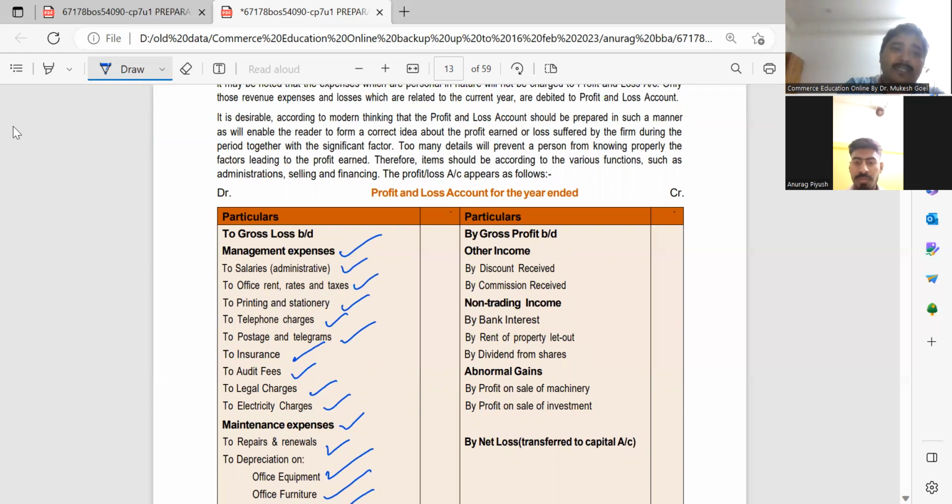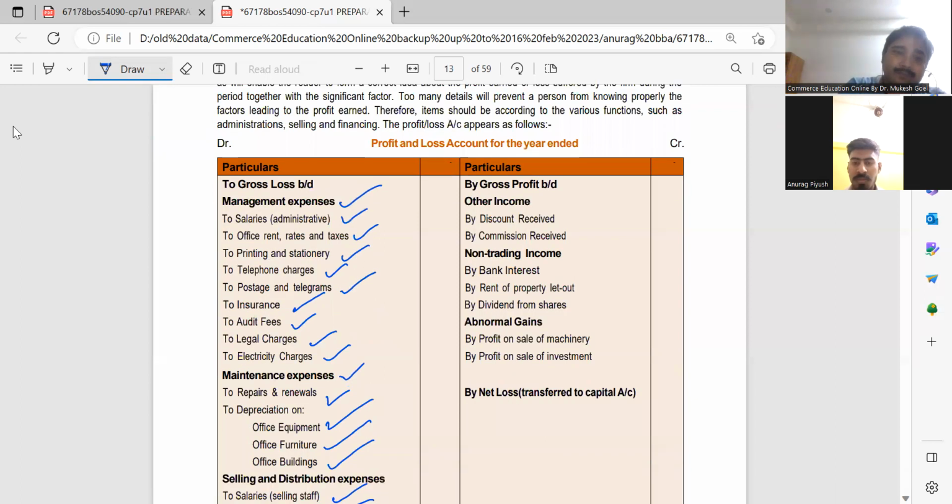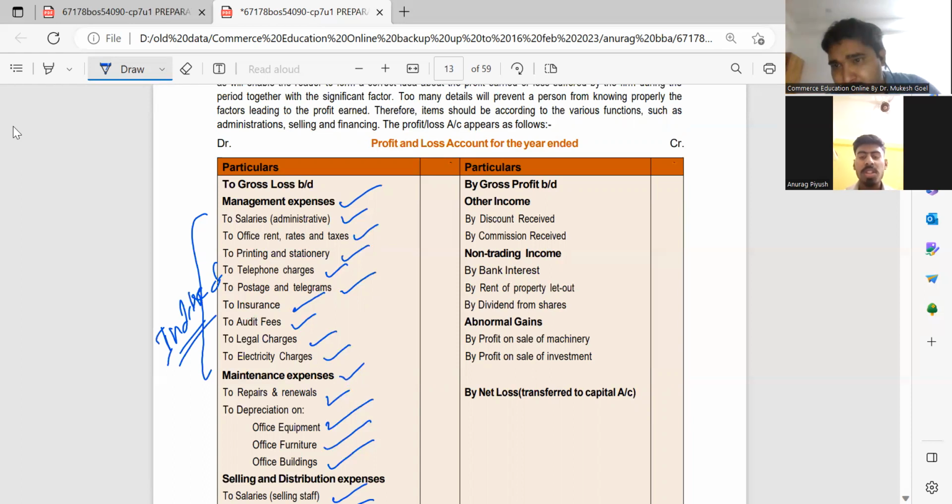Next is our income side. This is our expenses, and these expenses are all indirect expenses. And where are the direct expenses shown? The direct expenses are shown on the debit side of the trading account. Okay. And indirect expenses are shown in profit and loss account. Yes, sir.